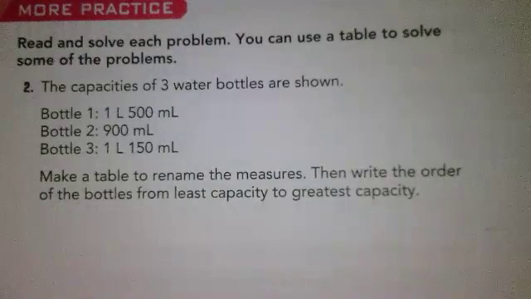All right. It says read and solve each problem. You can use a table to solve some of the problems. Okay? So, number 2 says the capacities of 3 water bottles are shown. Bottle 1 is 1 liter, 500 milliliters. Oh, we're back to the metric system. We're using liters and milliliters, okay? Bottle 2 is 900 milliliters. And bottle 3 is 1 liter, 150 milliliters.